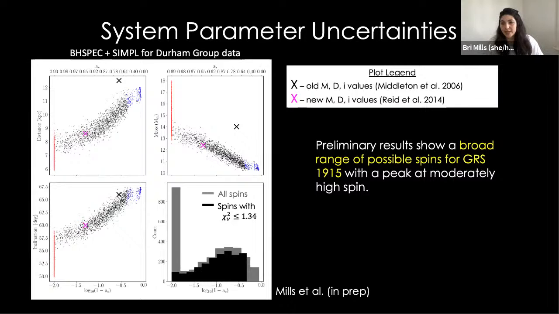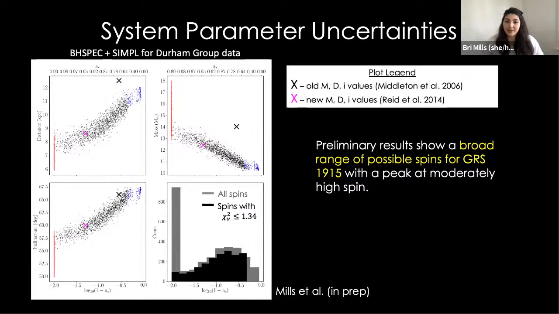So this plot here is showing randomly selected distances and the corresponding masses and inclinations. So each point in this scatter plot represents one realization for a given mass, distance, and inclination within one sigma. And this is plotted against the best fit spin for those fixed parameters. The bottom x-axis in these scatter plots is in log of 1 minus spin, and this is just to better show the results of the higher spins.